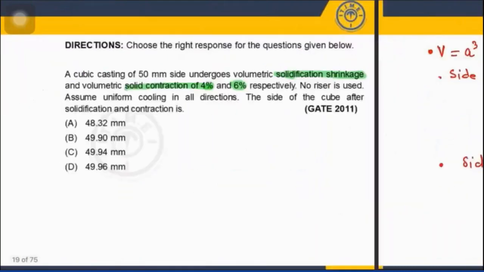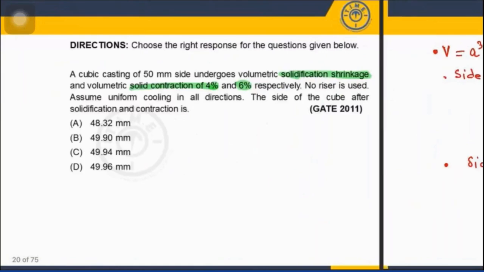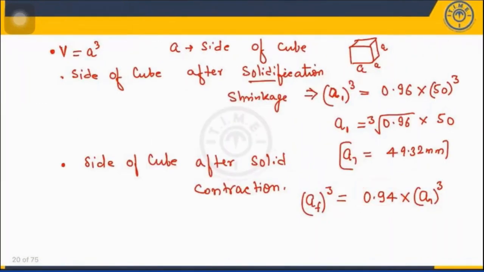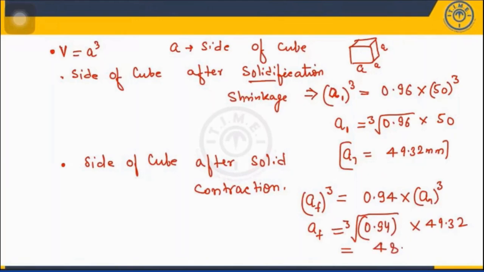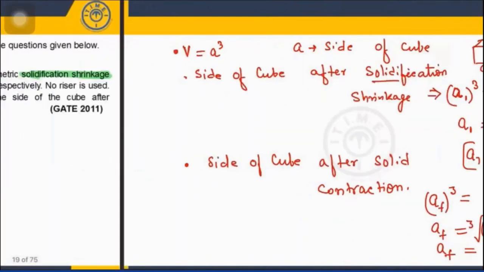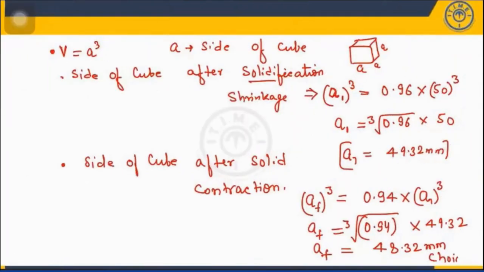Then second stage shrinkage is 6%, which is nothing but 0.94. That means A final I can calculate as 0.94 cube root into the A1 value 49.32. So if you solve, then you will get 48.32 mm. Now choice A will be the correct answer.